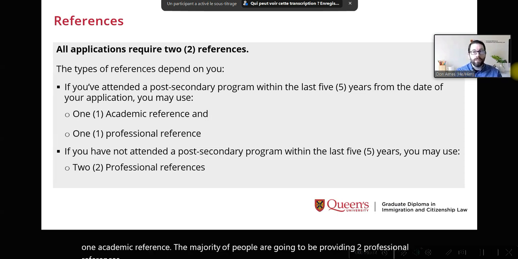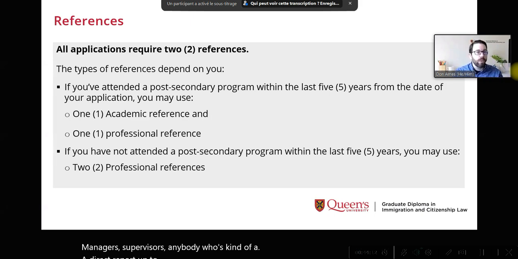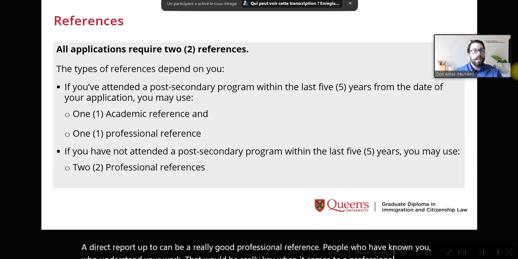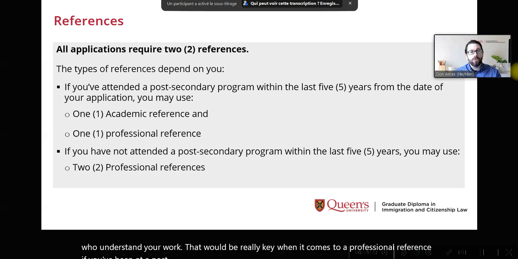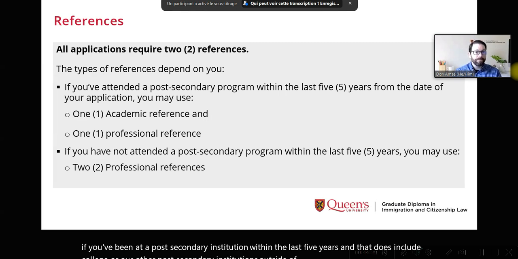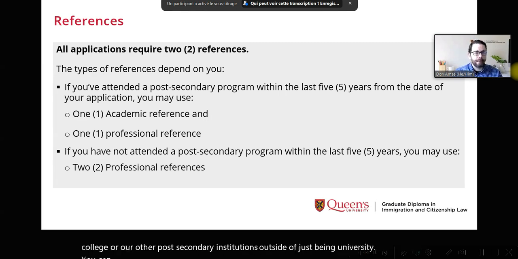Those should be individuals at the management position or management level, managers, supervisors, anybody who's kind of a direct report up to can be a really good professional reference. People who have known you, who understand your work, that would be really key when it comes to a professional reference. If you've been at a post-secondary institution within the last 5 years, and that does include college or other post-secondary institutions outside of just being university, you can utilize one academic reference.